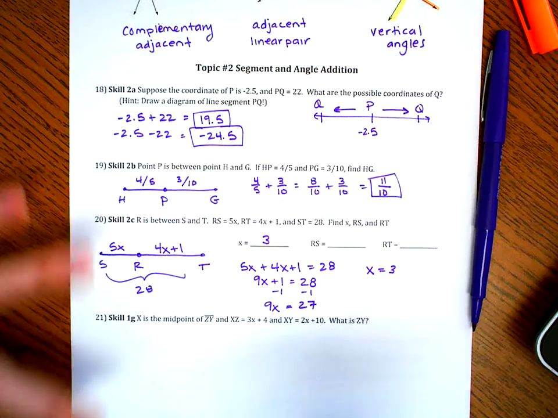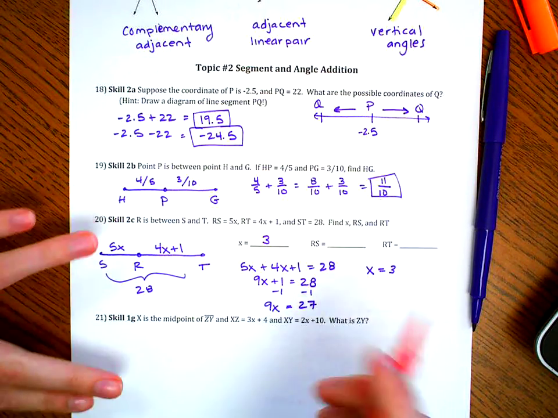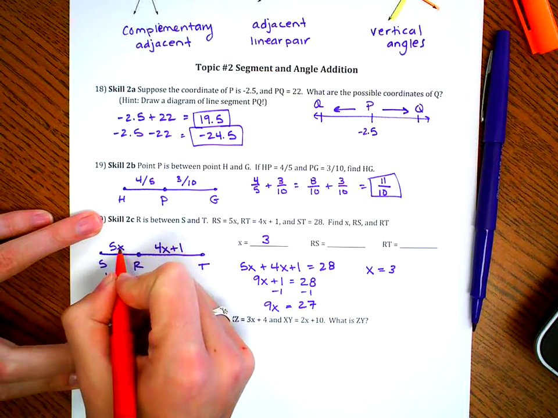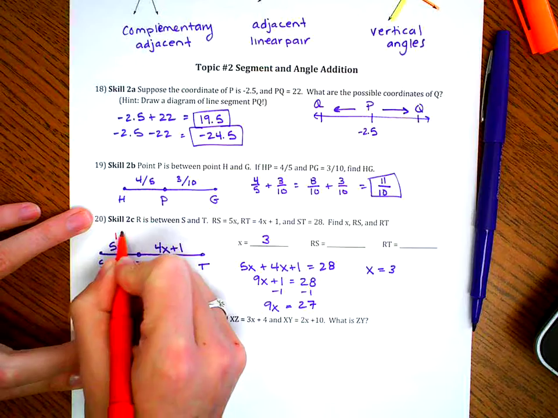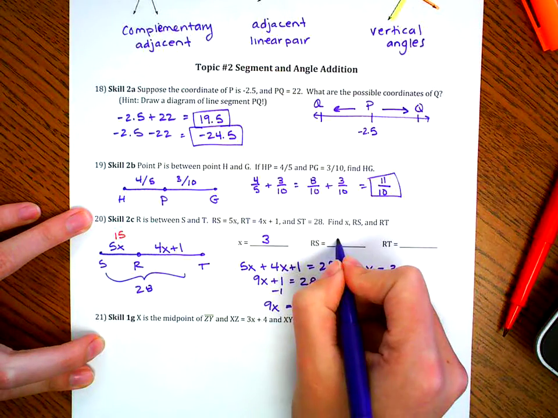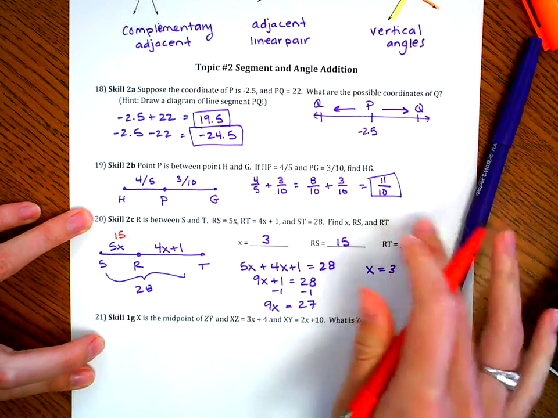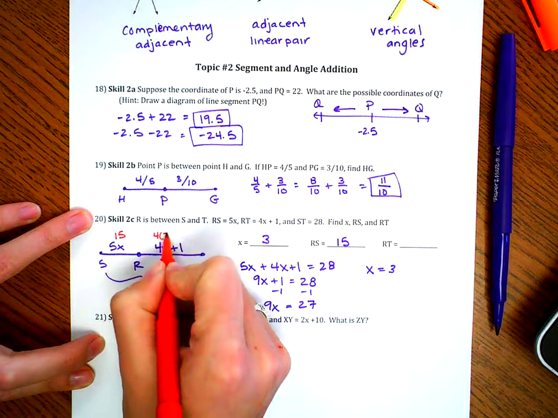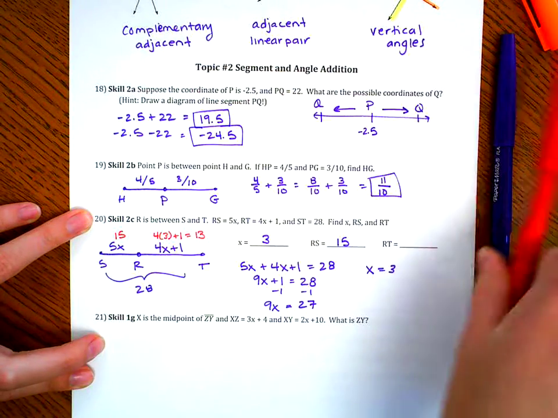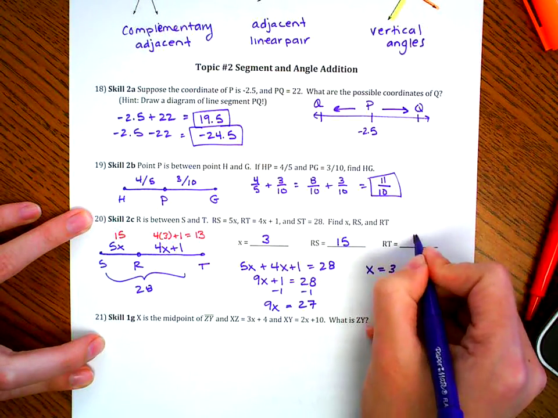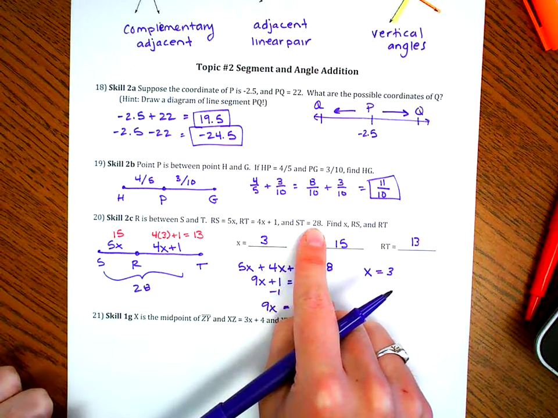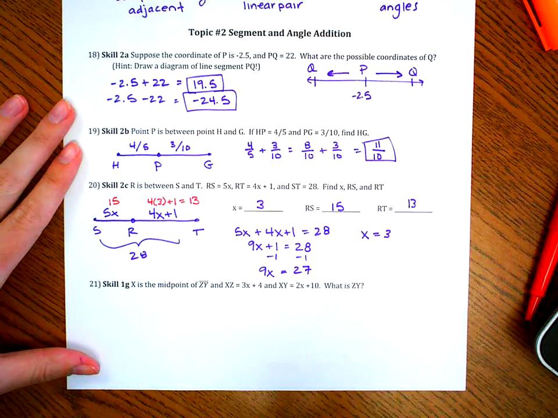Now we need RS, and I'm going to pick up my red pen. Here's RS. RS was 5x. Well, now that we know that x is 3, we can plug in 3 for x. 5 times 3 gives me a value of 15. So that's the length of RS. Now we need RT. We're going to plug in 3 here. 4 times 3 plus 1. 4 times 3 is 12 plus 1 gives us 13. And another way we can check our answer, 15 plus 13 gives us 28, and that's how long the whole thing was supposed to be. So we're in good shape.